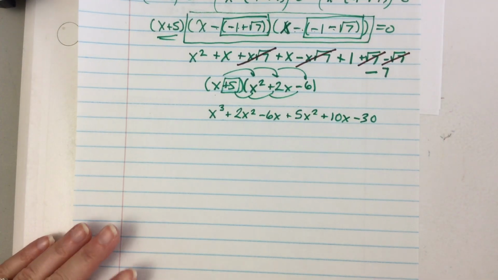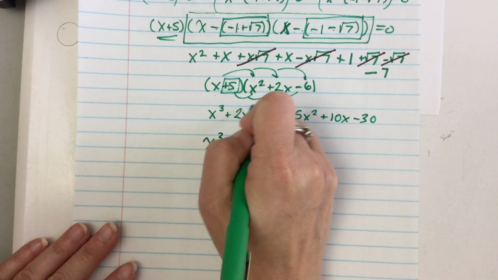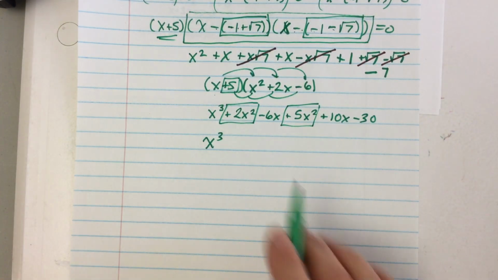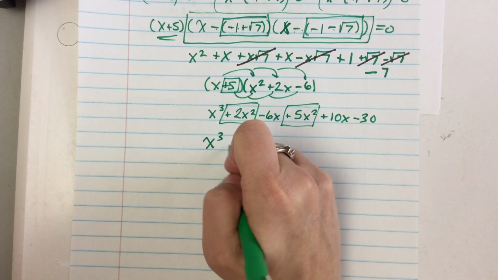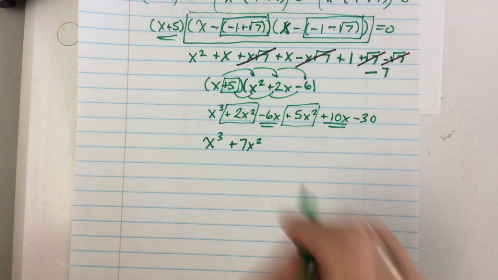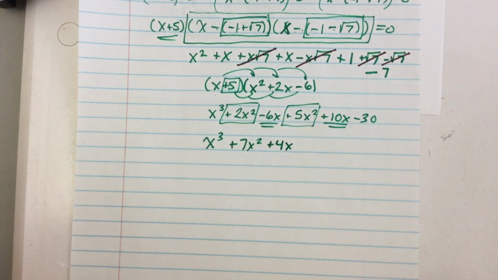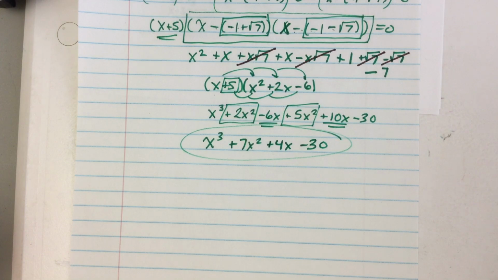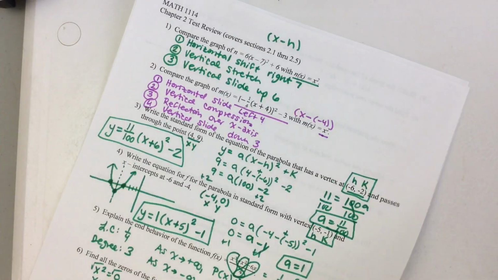Here is our final answer. Combine those like terms. X cubed. This term has two x's. This term has two x's. Combine them. 2x squared plus 5x squared is 7x squared. Negative 6x plus 10x. When you combine them, positive 4x minus 30. Done.